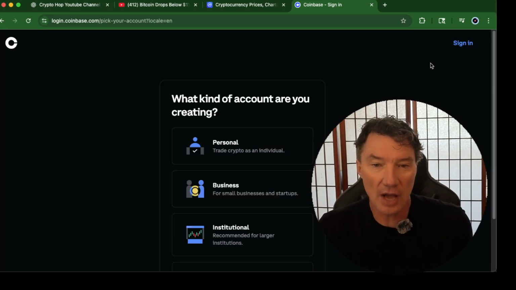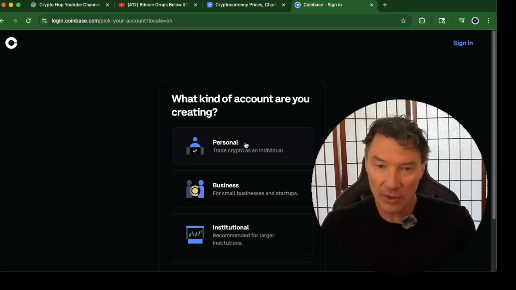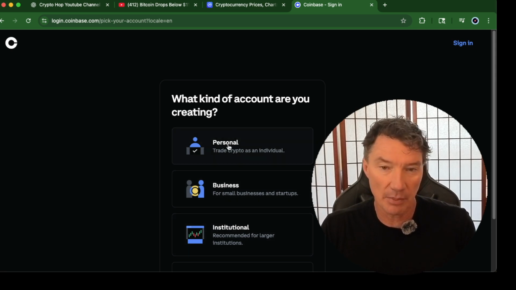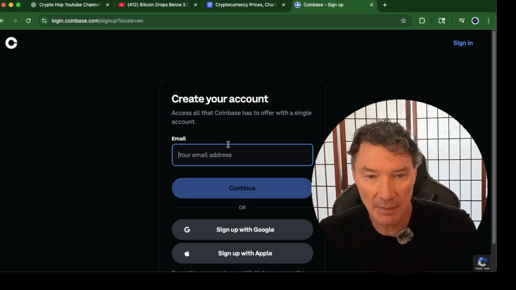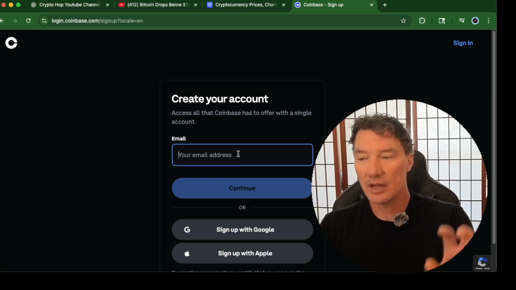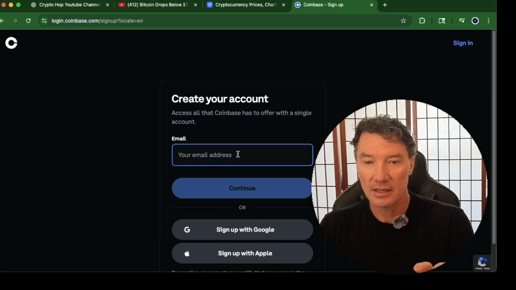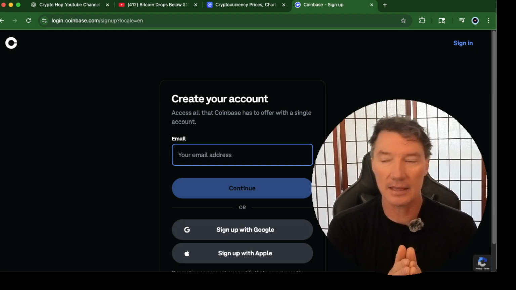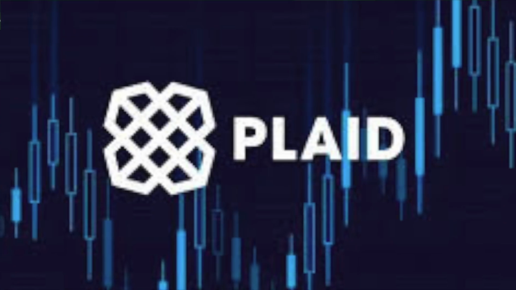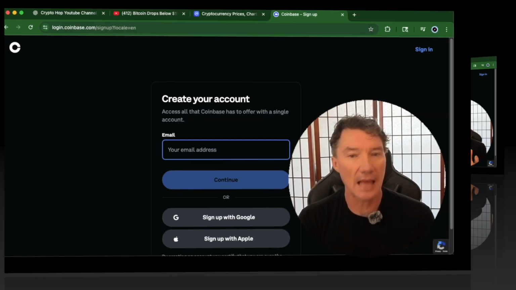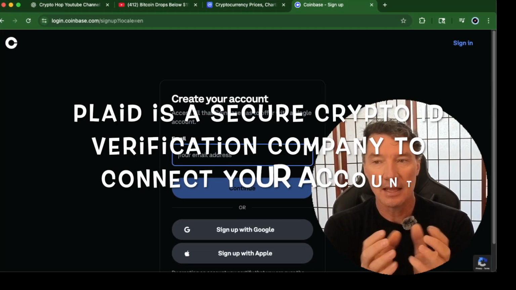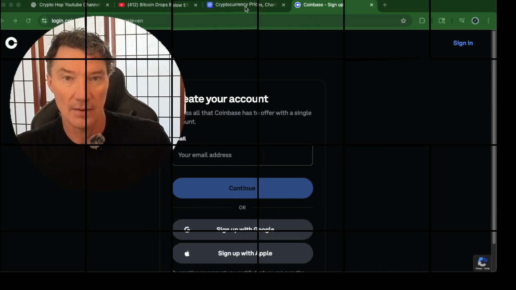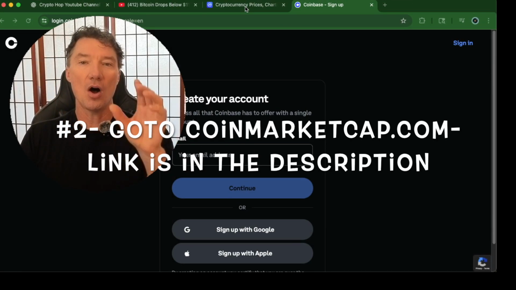Now when you sign up, you either choose personal, business, or institutional. It's going to be personal. Click personal. I'm not going to go all the way through this. You enter your email address, click continue, and then you connect a bank account. Don't get worried, because there's a third-party company, what's it called? Plaid will come up. Just click yes, and what it does is connect a bank account.